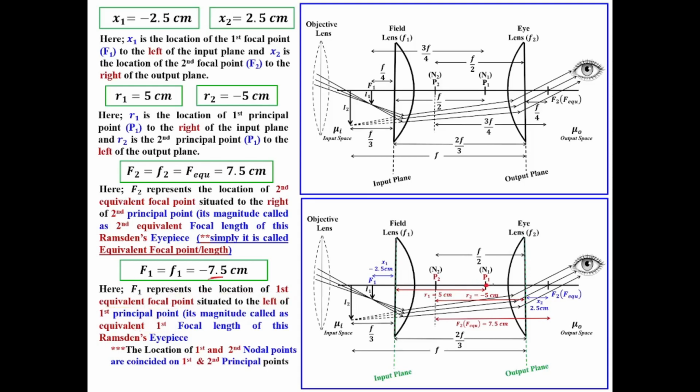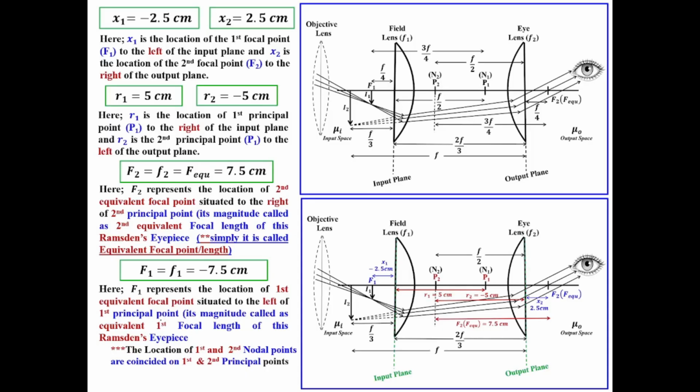This is your first principal point. We have to move 7.5 distance. Then we can find this point, the F1 point. Here this point to this point distance is your how much? 5 centimeter. This input plane to F1 distance is 2.5 centimeter. So 5 plus 2.5, 7.5. So from P1 to F1 the distance is 7.5, and its corresponding magnitude is called what? The first equivalent focal length of this Ramsden eyepiece.